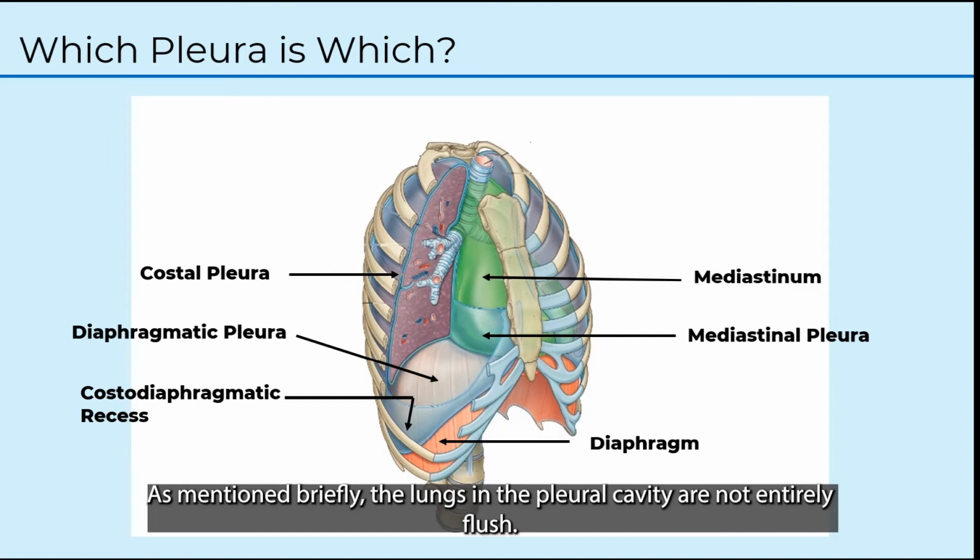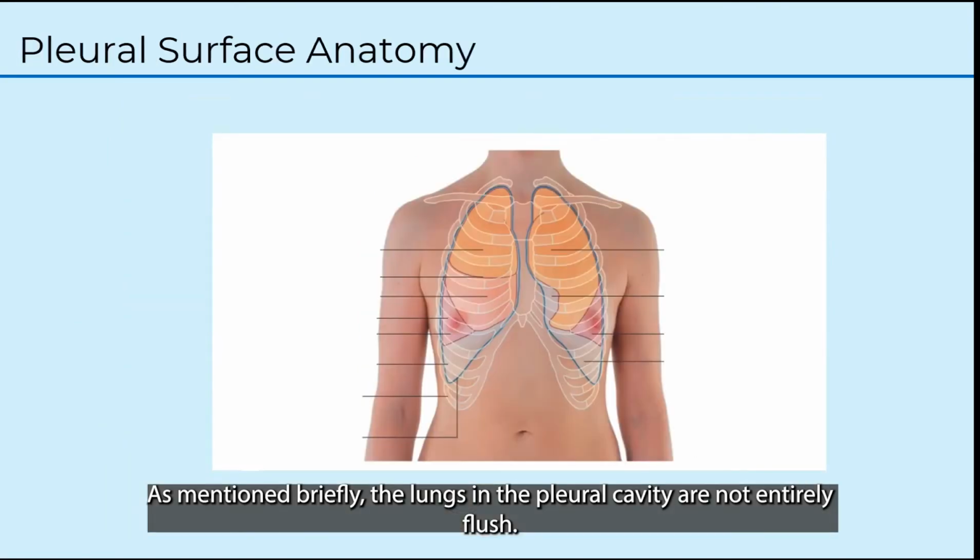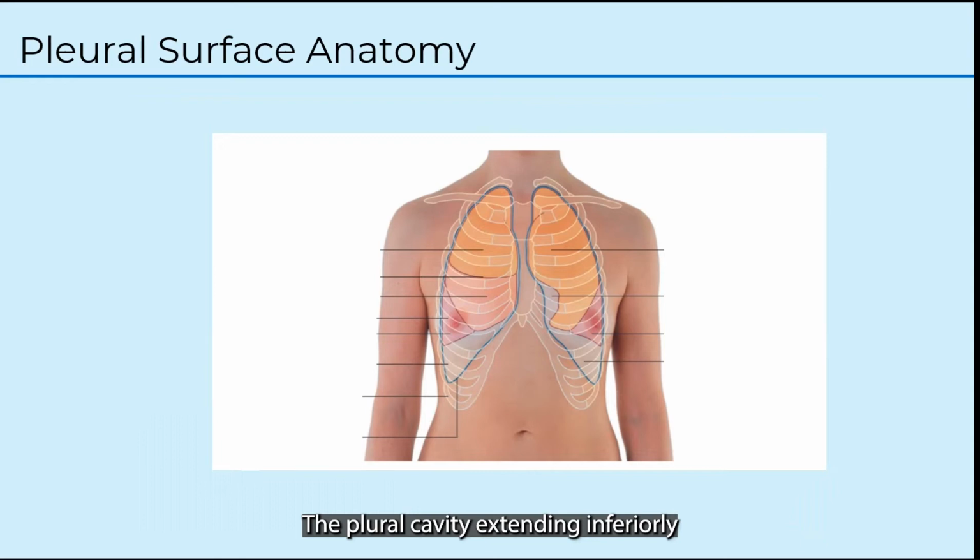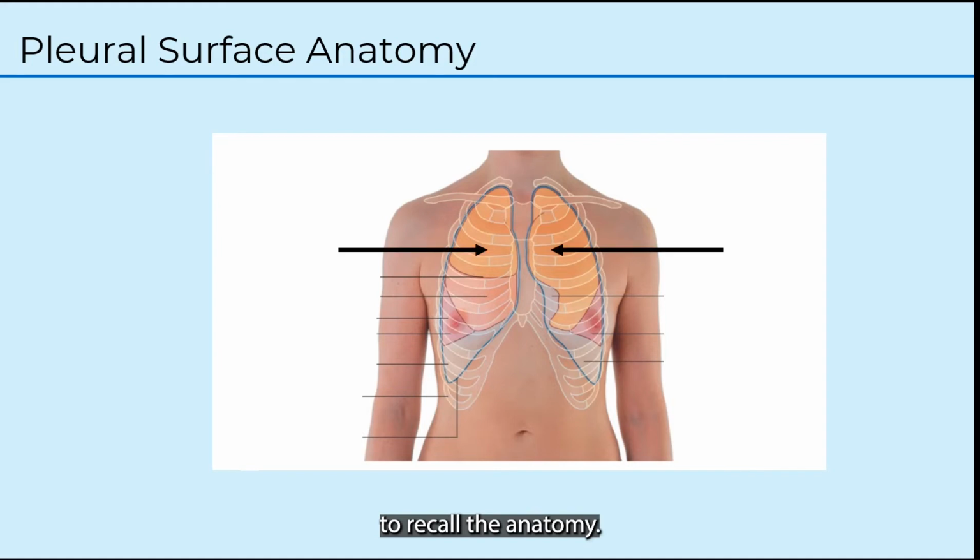As mentioned briefly, the lungs and the pleural cavity are not entirely flush, the pleural cavity extending inferiorly beyond the inferior border of the lungs. We can see this far more clearly on this surface projection from Grays for Students. Be prepared to pause the video and test your ability to recall the anatomy. These arrows are pointing to the lungs. What area of the lungs are they pointing to?